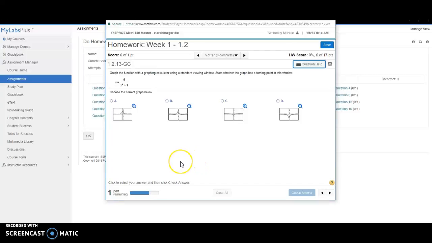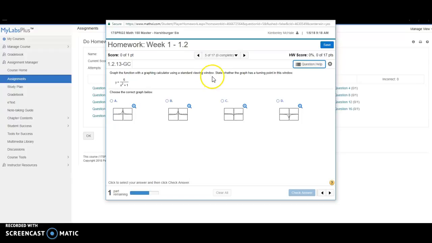We utilize a graphing calculator quite a bit in this course, and I want to talk about what some terms mean. This is problem 5 of your week 1 homework from section 1.2, and you're asked to graph a function with a graphing calculator using a standard viewing window.